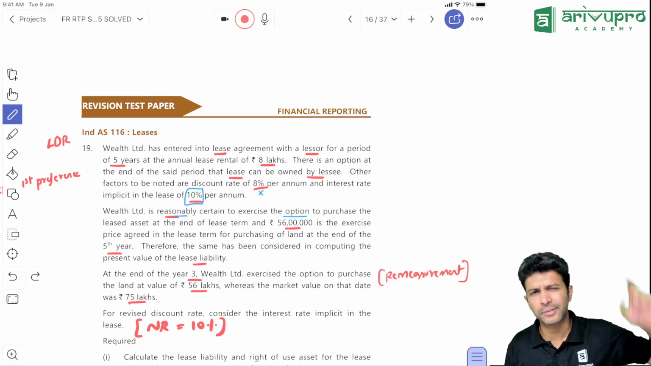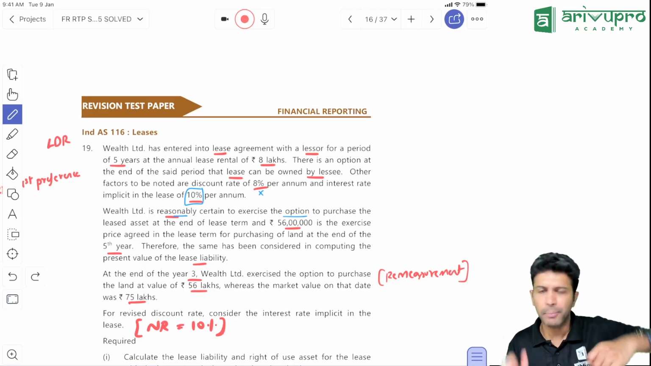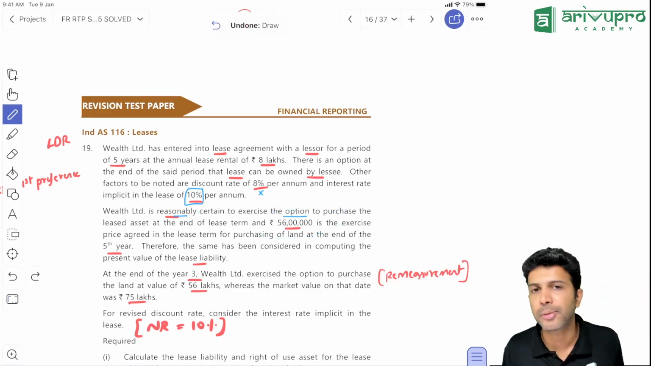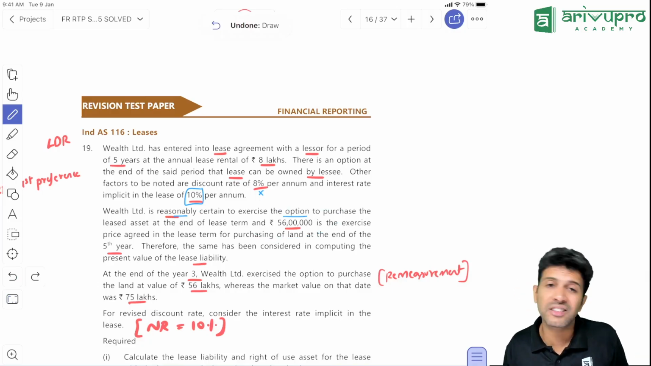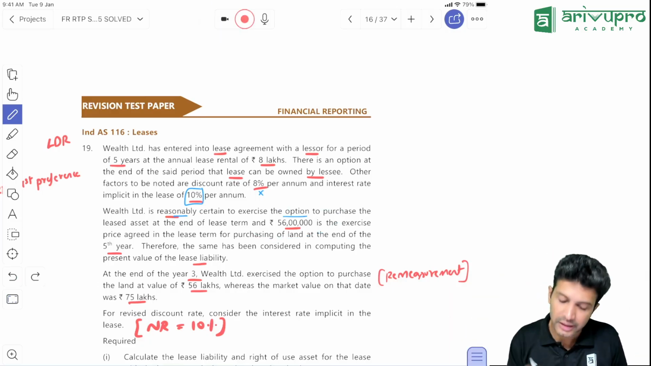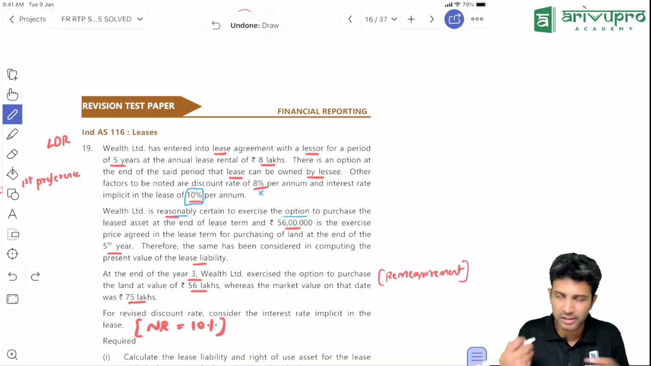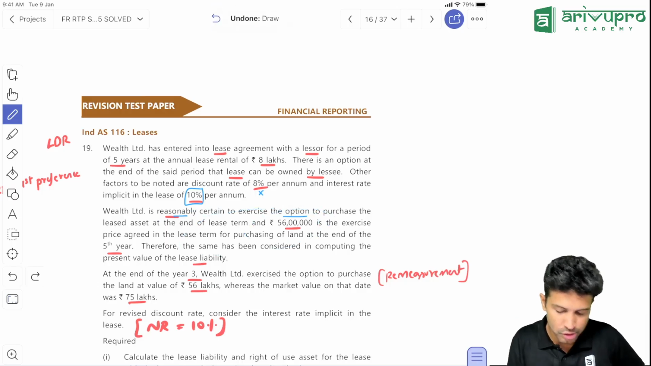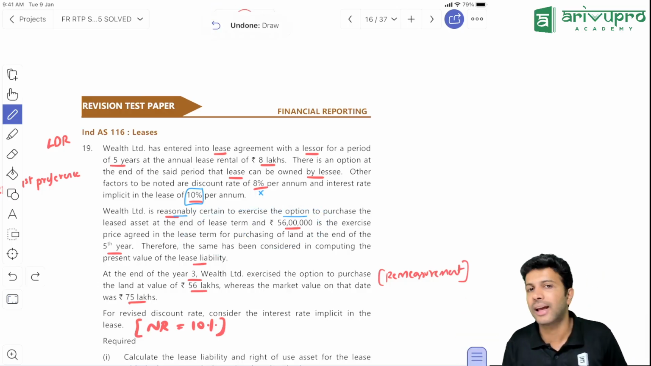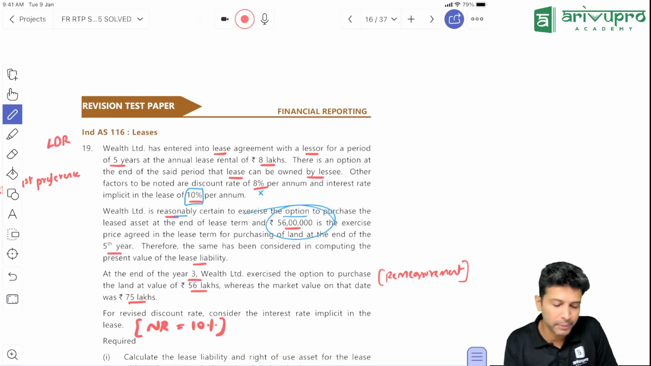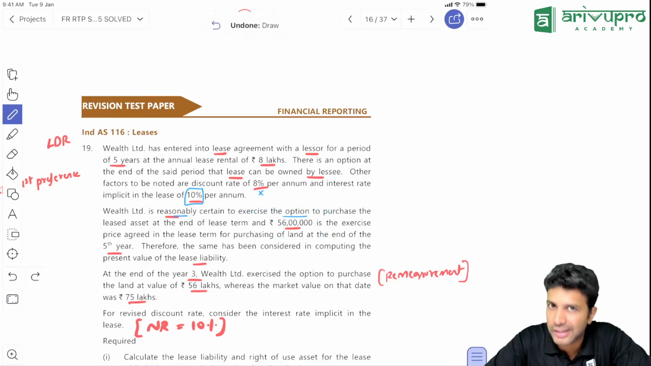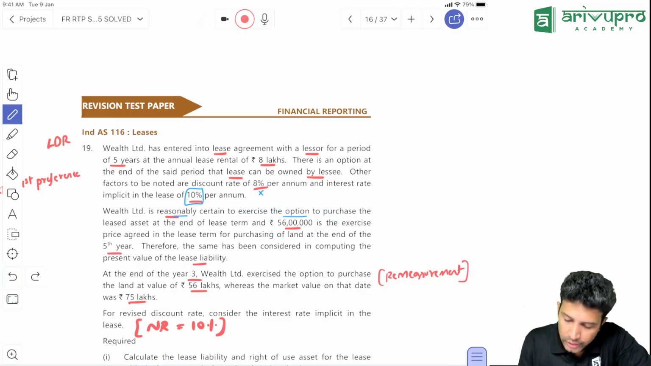We have discussed all this, right? Lease payment has various breakups. This also is part of lease payment, provided the lessee is reasonably certain to purchase it. And in this case, yes, the lessee is reasonably sure that they will purchase it. So this will form part of the lease liability, or part of the lease payment. So you'll have to consider this for lease liability calculations. Therefore, the same has been considered in computing the present value of the lease liability.